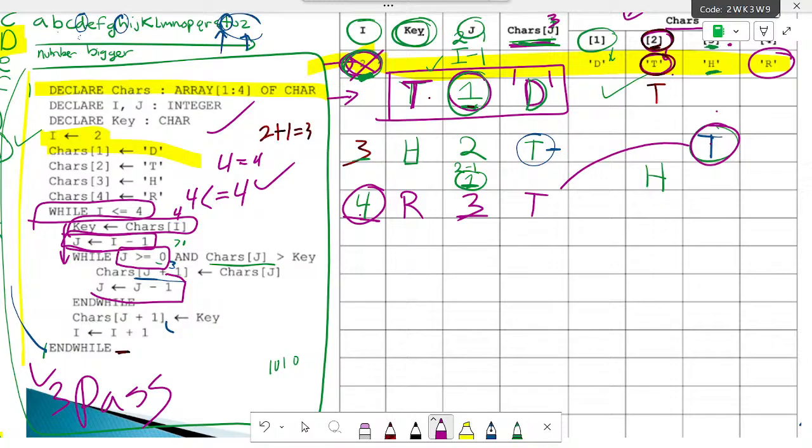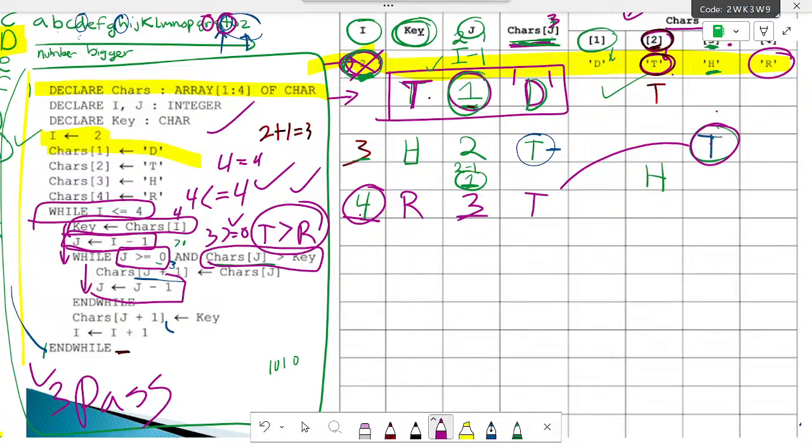Is J greater or equal to 0? J is right now 3. Is 3 greater or equal to 0? Yes. Now we have to do the character comparison. Character J is 3, and the character right here is T. Is T bigger than key? Is T bigger than R? T comes after R. You see? It is true. If this is true, we're going inside this.